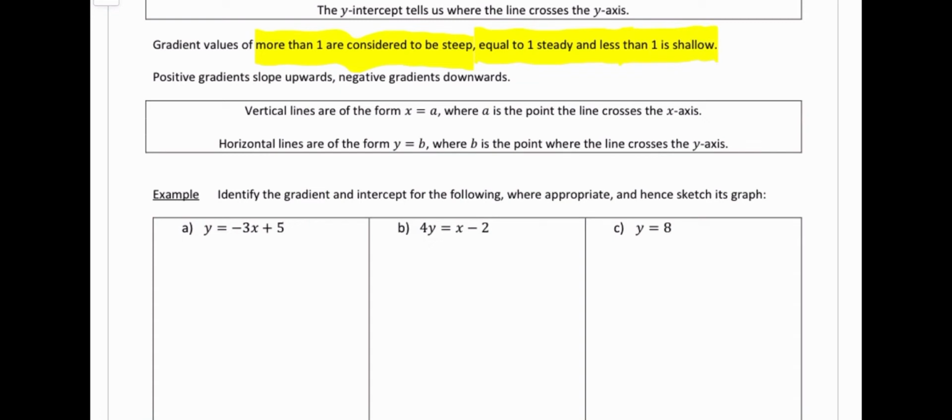Okay, next thing we've got here is vertical lines. Vertical lines are in the form x equals a. So for example, x equals 6 would be a vertical line going through 6 on your x-axis. Horizontal lines are in the form y equals b, again a horizontal line going through b on the vertical axis.